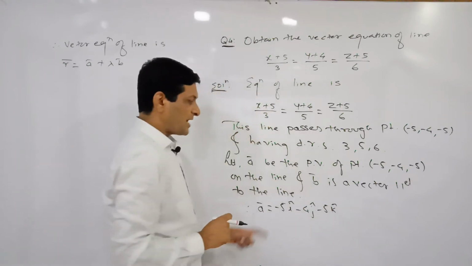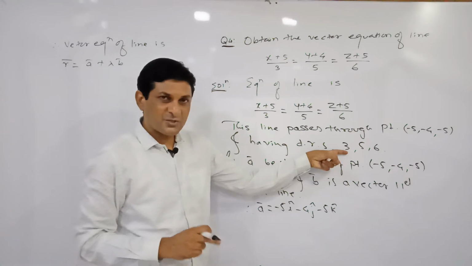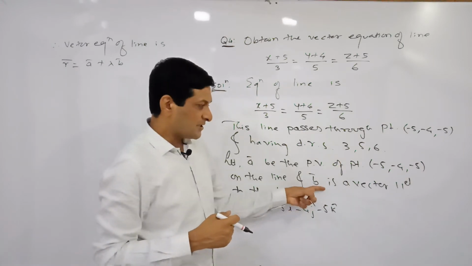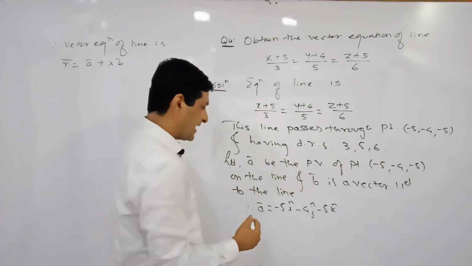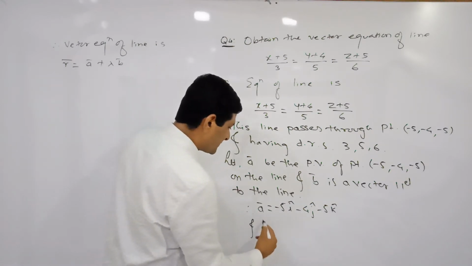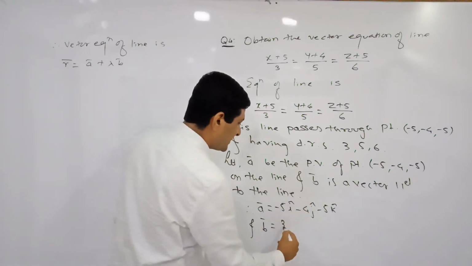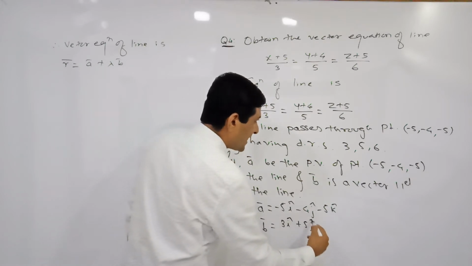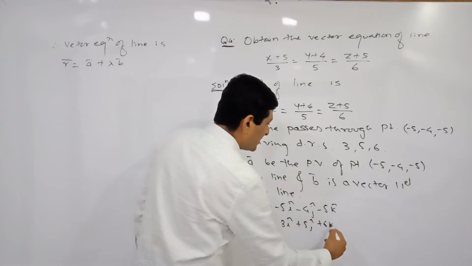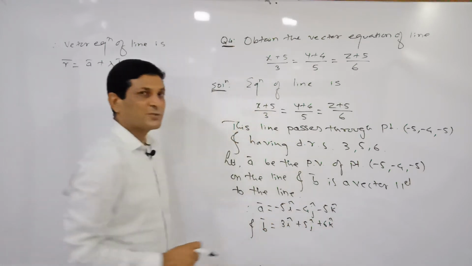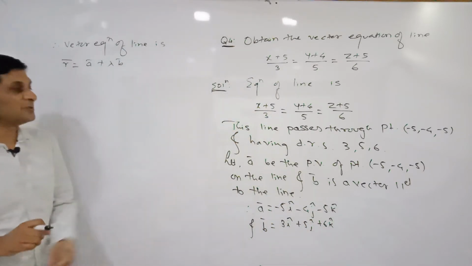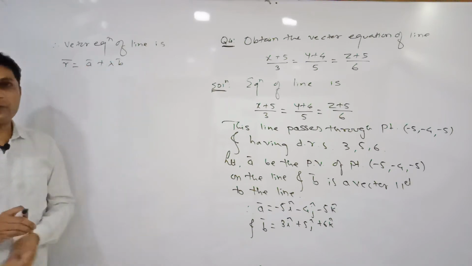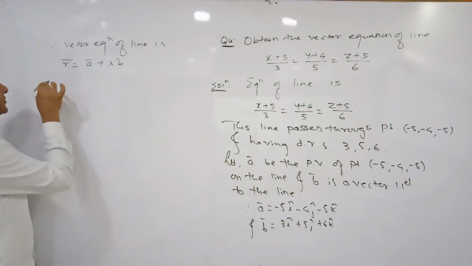And from these direction ratios, we'll get the vector along the line, or vector parallel to the line. That vector we have denoted by B bar. From this direction ratio we'll get the value of B bar, that is 3 i cap plus 5 j cap plus 6 k cap. So both required values are known to us. Just substitute the values of A bar and B bar in this formula, and we will get the required vector equation of line.